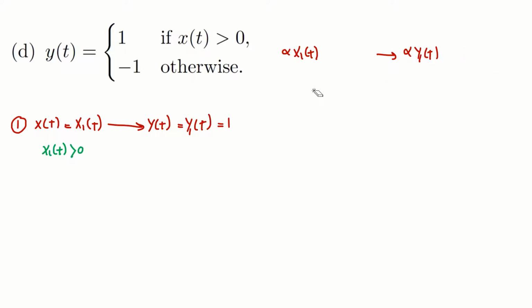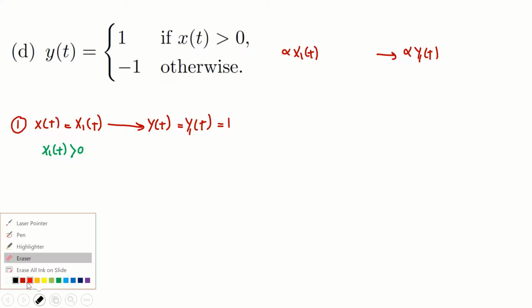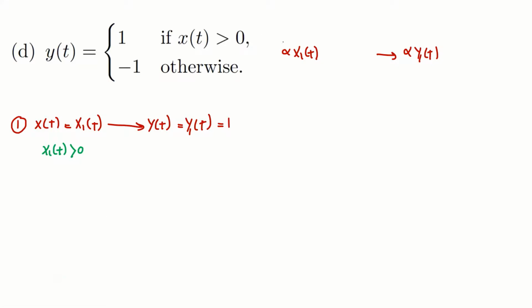If I give an input x1(t) to the system, the output would be y1(t). If I give alpha x1(t) to the system, I expect the output to be alpha y1(t) if the system is linear. So if the system is linear, that's what we expect. All right, so let's check that.